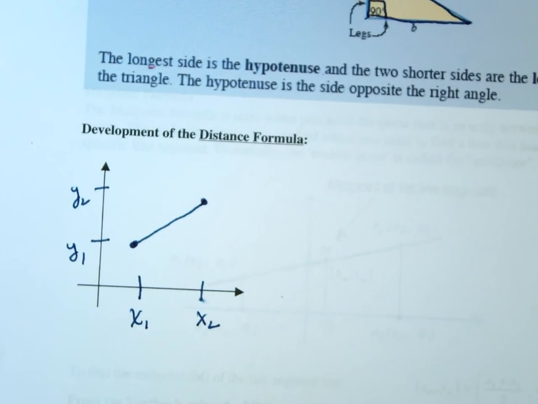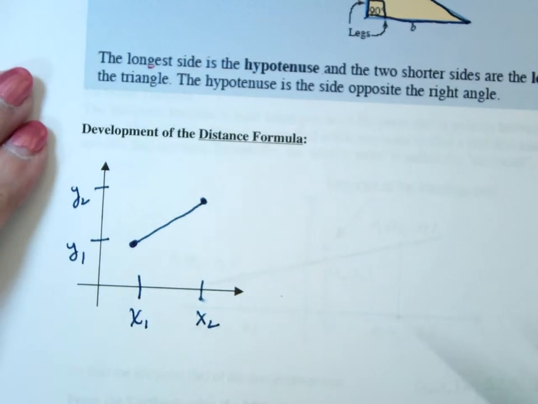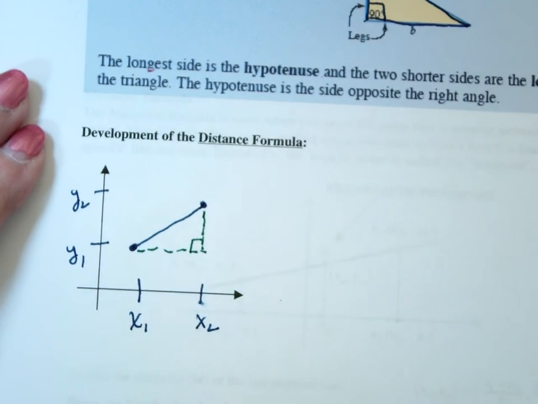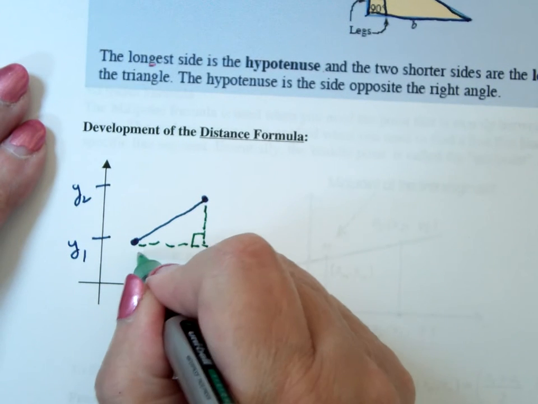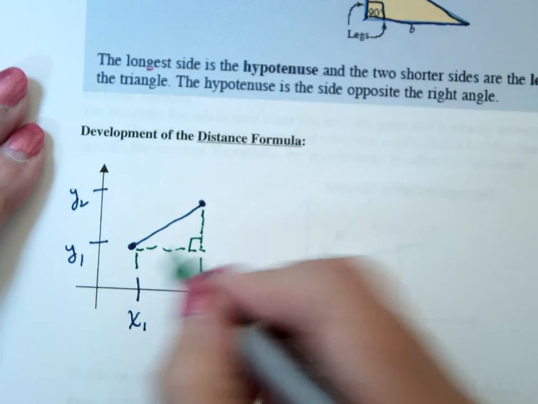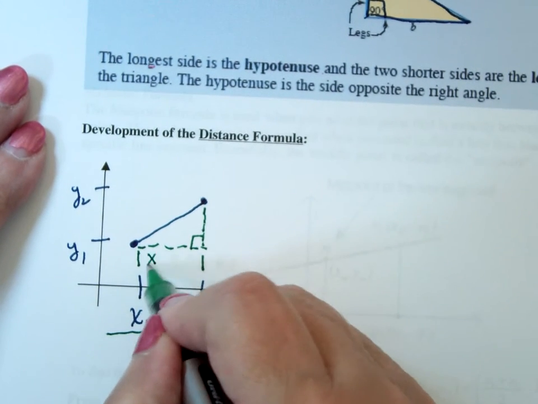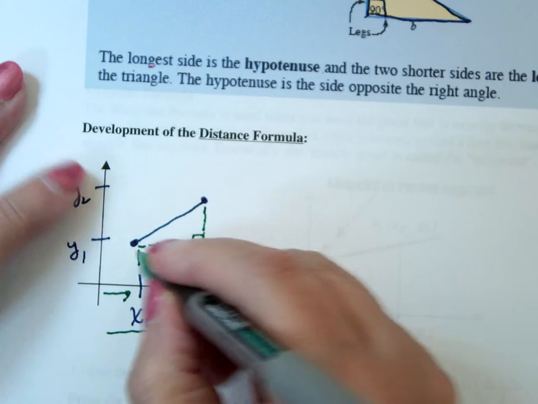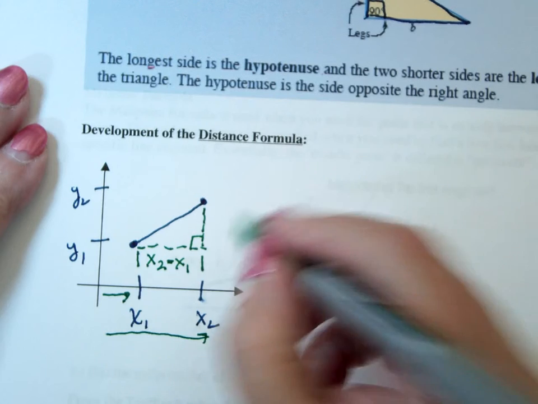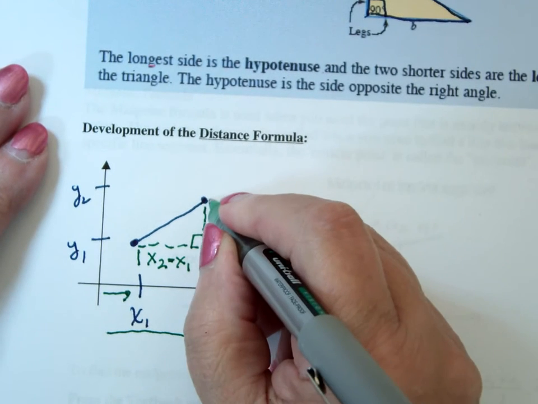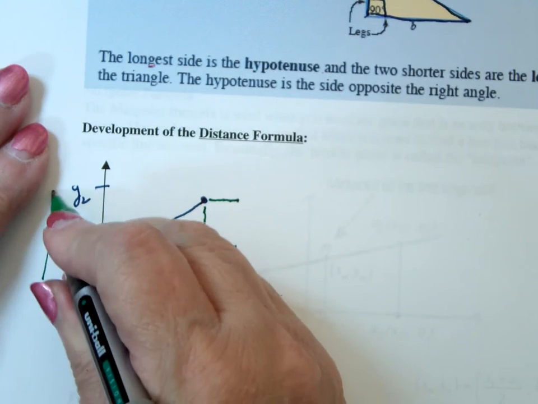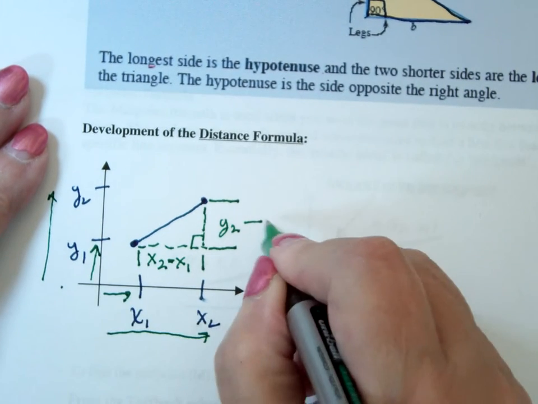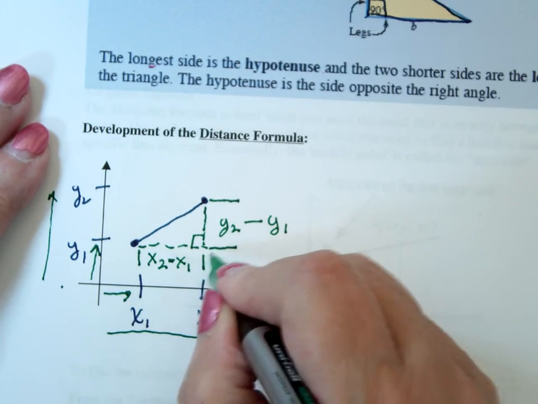Now, as we look at this, we would look at setting up a triangle. There's a right triangle. The distance on this side is going to be the large distance, which is x2, subtract the small distance, which is x1. That gives you the length of that leg. If I go on this side, this distance here is the long distance, which is y2, subtract off the short distance, which is y1. That gives you the length of that leg.